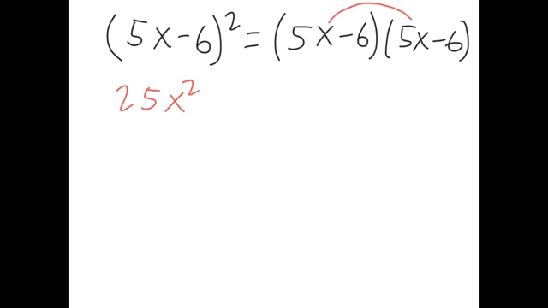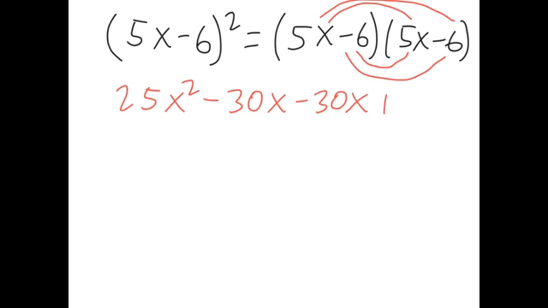Then 5x needs to multiply by negative 6. So that'll give us a negative 30x. Remember, this minus 6 works as a negative. So 5x times negative 6 is a negative 30x. And then negative 6 needs to multiply by 5x, so that'll be another negative 30x. And negative 6 times negative 6 is a positive 36.